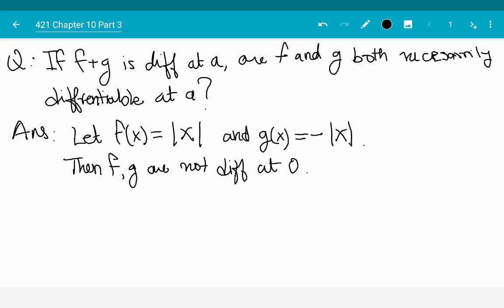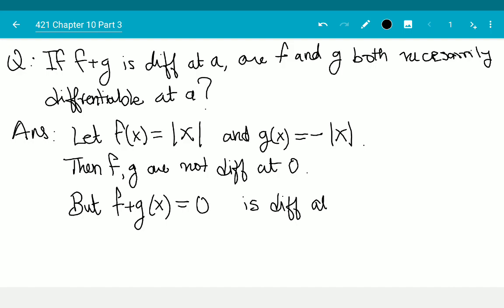But f plus g of x is just constantly 0, which is differentiable at 0. So no, it doesn't need to be that if f plus g is differentiable at a, both f and g are necessarily differentiable at a.